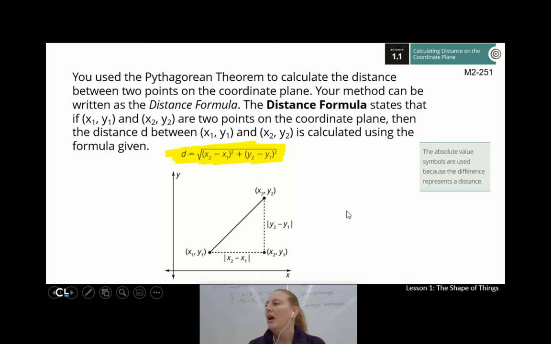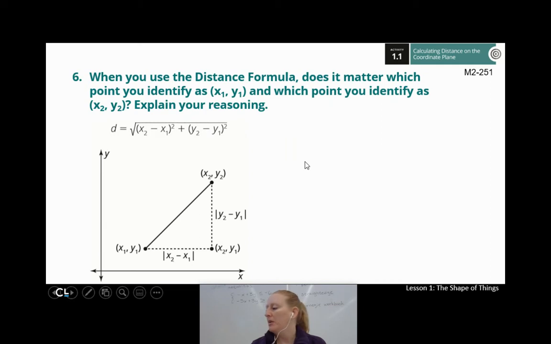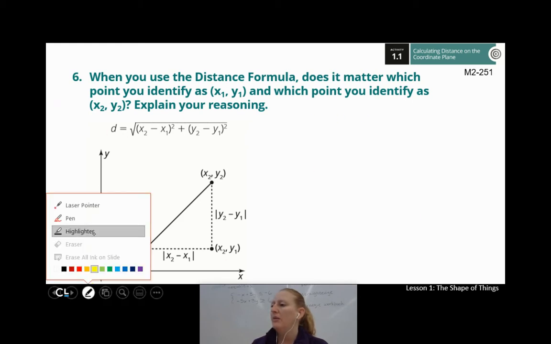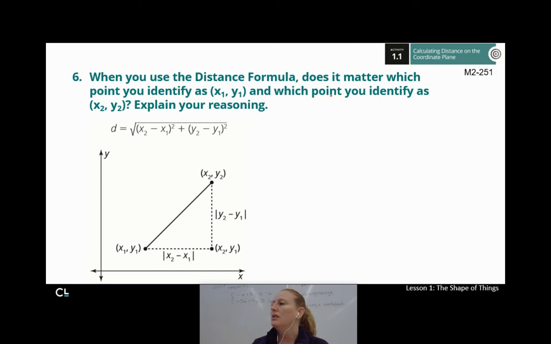Yay. Let me show you how this works. I'm going to make up some points for this, and I'll give you a nice little example. This question is asking, when you use the distance formula, does it matter which point you identify as x1 or x2? And the answer is no, it does not. That squared is going to take care of it. So let me show you how this works. I'm going to make up some points.